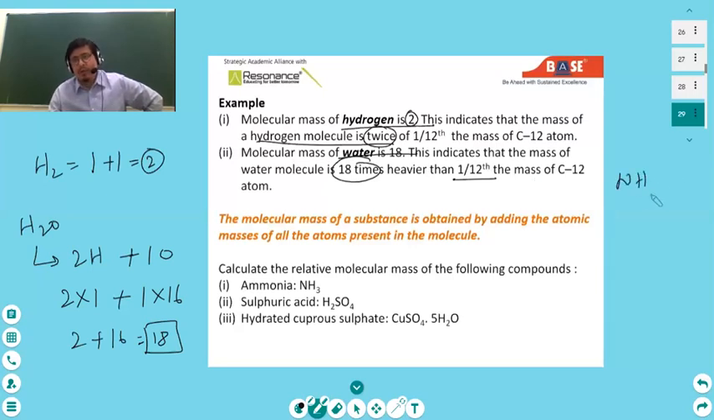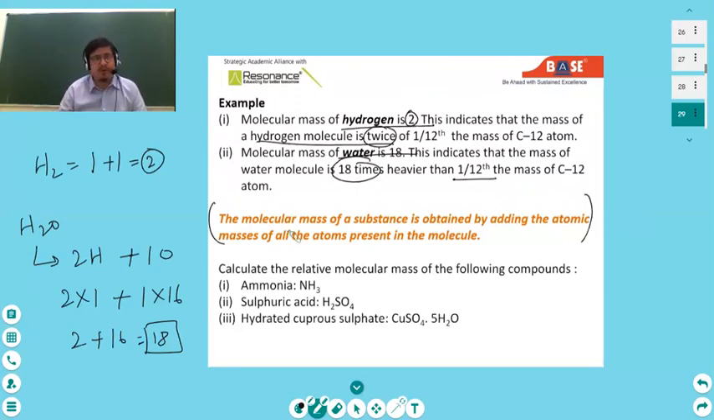Let me give you some other example. Suppose I write nitrogen, N2. The mass of this is 14 plus 14, which gives 28. So it is 28 times heavier than 1/12 of the mass of a carbon-12 atom. Clear? Any doubt? Good.